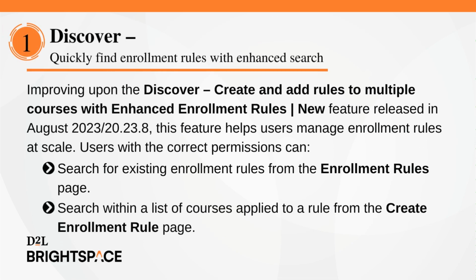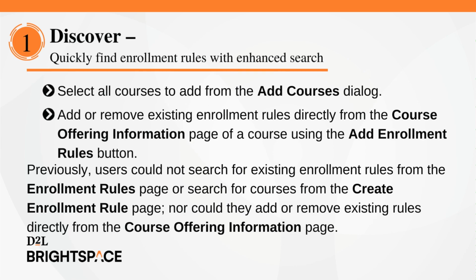This feature improves upon the Discover, Create and Add Rules to Multiple Courses with Enhanced Enrollment Rules feature, released in August 2023, version 20.23.8. To further help users manage enrollment rules at scale, users with the correct permissions can search for existing enrollment rules from the Enrollment Rules page, search within a list of courses applied to a rule from the Create Enrollment Rule page, select all courses to add from the Add Courses dialog, and add or remove existing enrollment rules directly from the course offering information page of a course using the Add Enrollment Rules button.